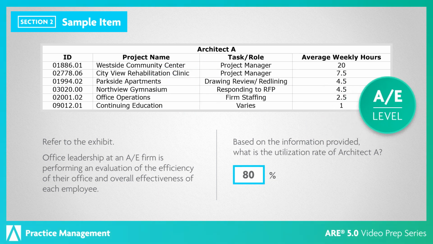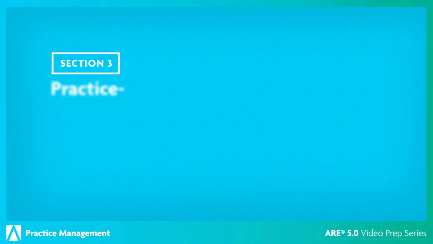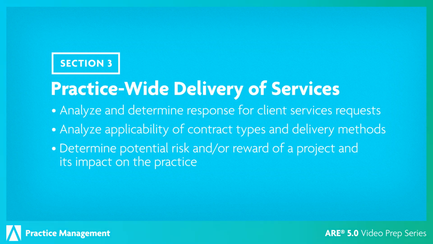This is an AE level item requiring you to analyze an employee's use within an architecture office to determine the effectiveness of their labor. In the Practice-Wide Delivery of Services section, you will need to look at projects in the context of their impact on the overall management of a practice. Let's look at a sample question.